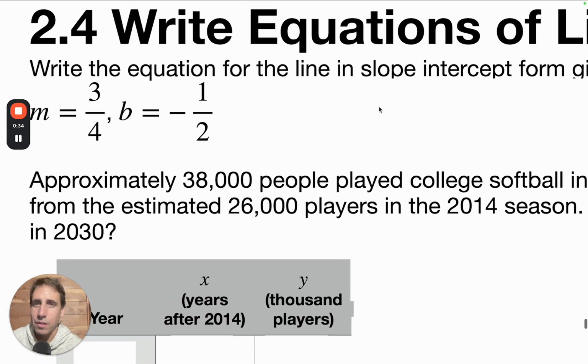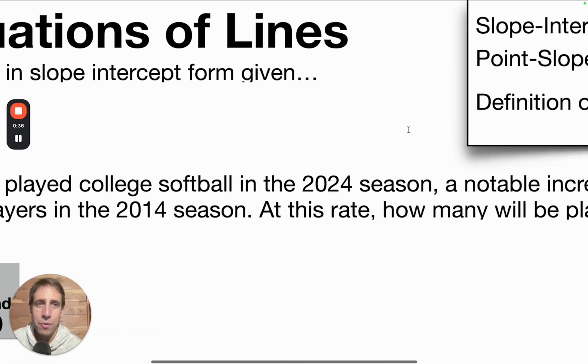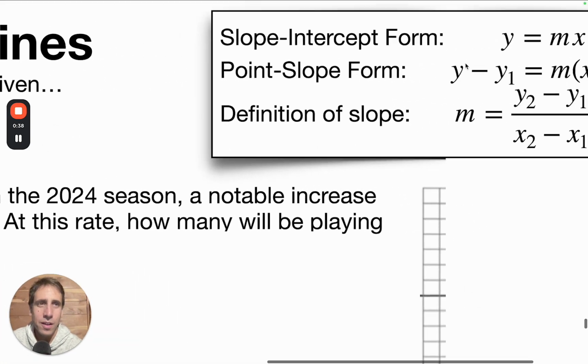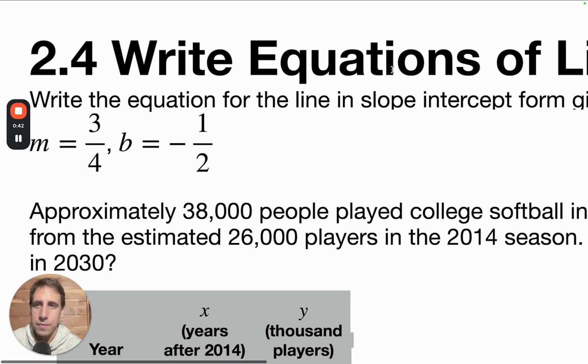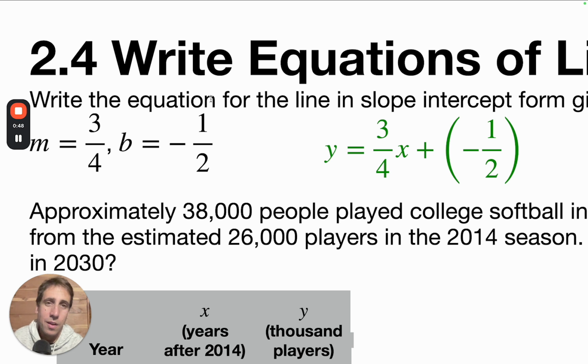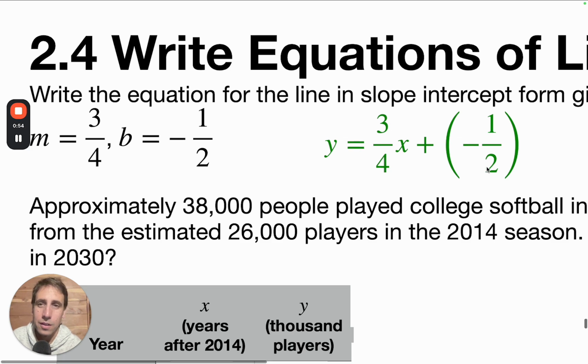You might see something like write the equation of a line in slope-intercept form. Slope-intercept form, so what is that? Oh, yeah, that's y equals mx plus b right here. So if they give you that the slope is 3/4 and the y-intercept b is -1/2, then you just put it in the formula. Y equals 3/4 x plus -1/2. Take the numbers, put them in for m and for b.